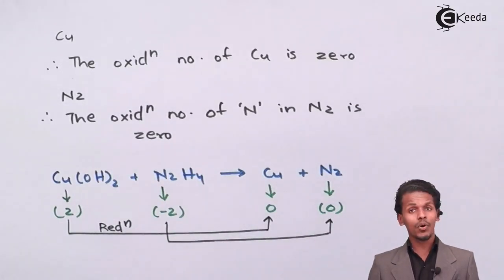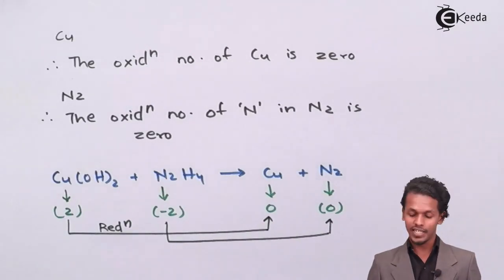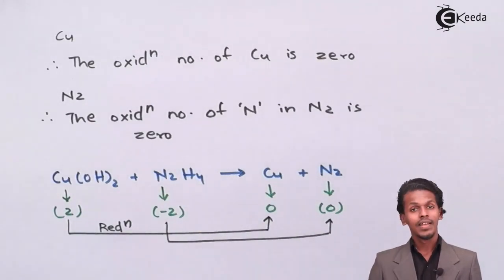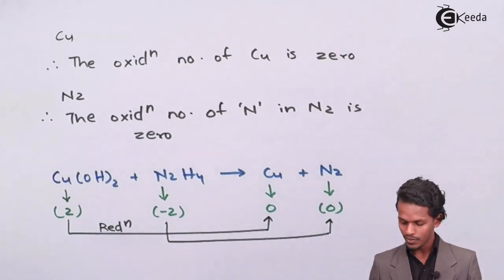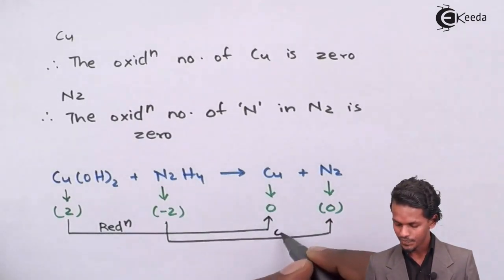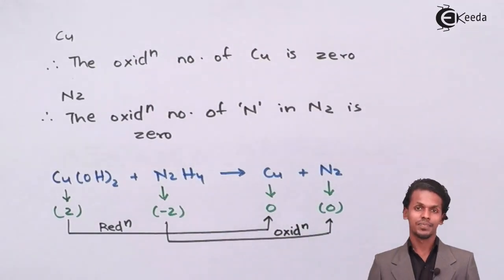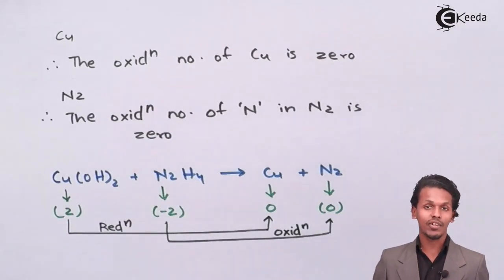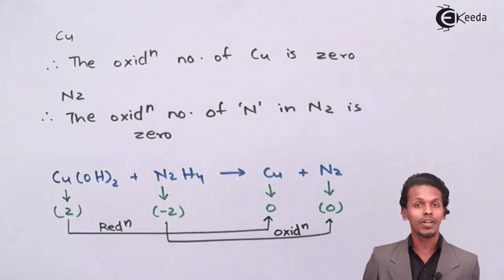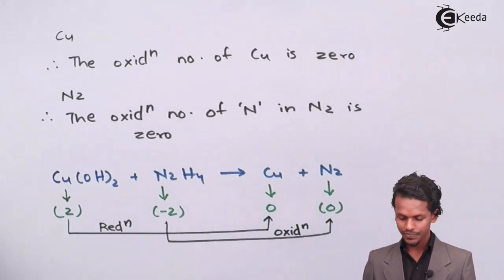But when the -2 oxidation state is converted into the 0 oxidation state, the electrons are being lost. So therefore this would be oxidation. So let us move towards the next step, that is balancing electrons, and let us see how many electrons are being lost and how many electrons are being gained during this process.